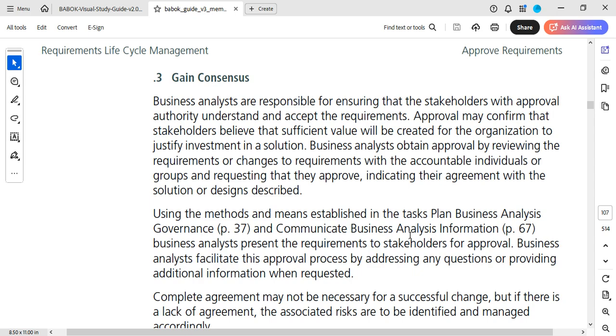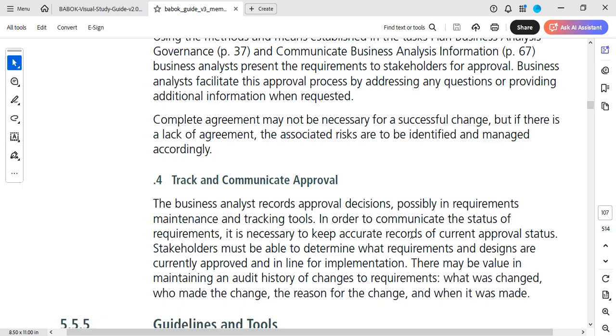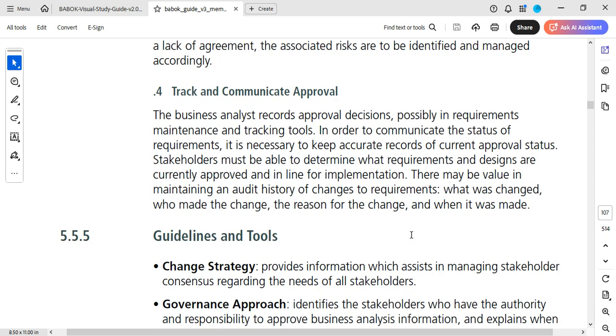So using the methods and means established in task plan business analysis governance, and communicate business analysis information, business analysts present the requirements to stakeholders for approval. Business analysts facilitate this approval process by addressing any questions or providing additional information when requested. Complete agreement may not be necessary for a successful change, but if there is a lack of agreement, the associated risks are to be identified and managed accordingly.